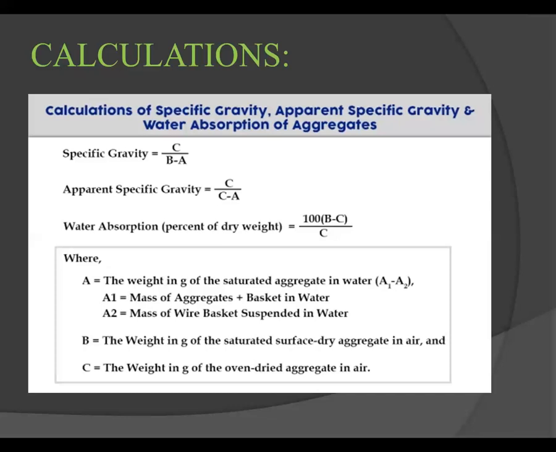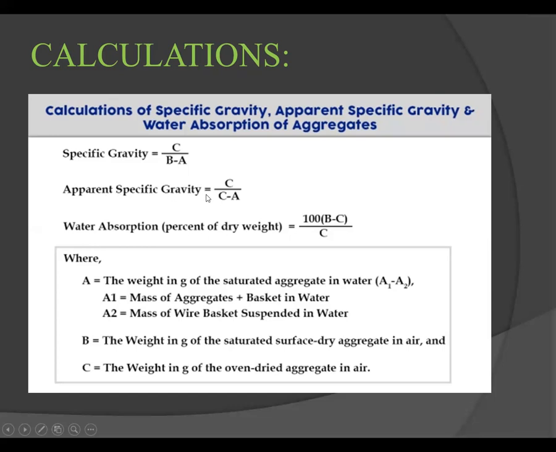A means the weight in grams of the saturated aggregate in water, that is A1 minus A2. A1 means the mass of aggregate plus basket in water, and A2 means the mass of the wire basket suspended in water. Then B is nothing but the weight in grams of the saturated surface dry aggregate in air, and C is nothing but the weight in grams of the oven dry aggregate in air.